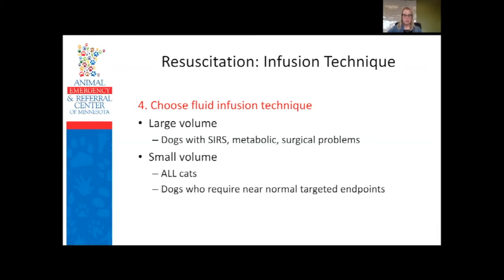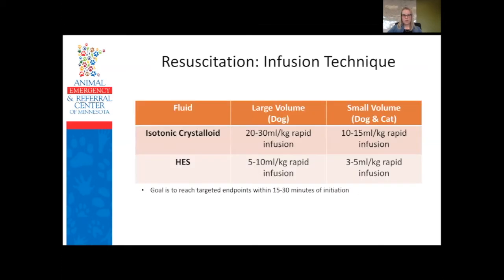Cats should just get small volume fluids, don't give them big fluid boluses, and dogs who require those near normal targeted endpoints. So I'm not just trying to get them back to near normal, I'm also doing it very slowly and incrementally. When we talk about what volume that really implies, starting with large volume fluid resuscitation in a dog, because again, let's not resuscitate a cat with large volume fluids, they're so sensitive. Large volume fluid resuscitation, when you're starting with your isotonic crystalloid, refers to about 20 to 30 mLs per kg in a rapid infusion.